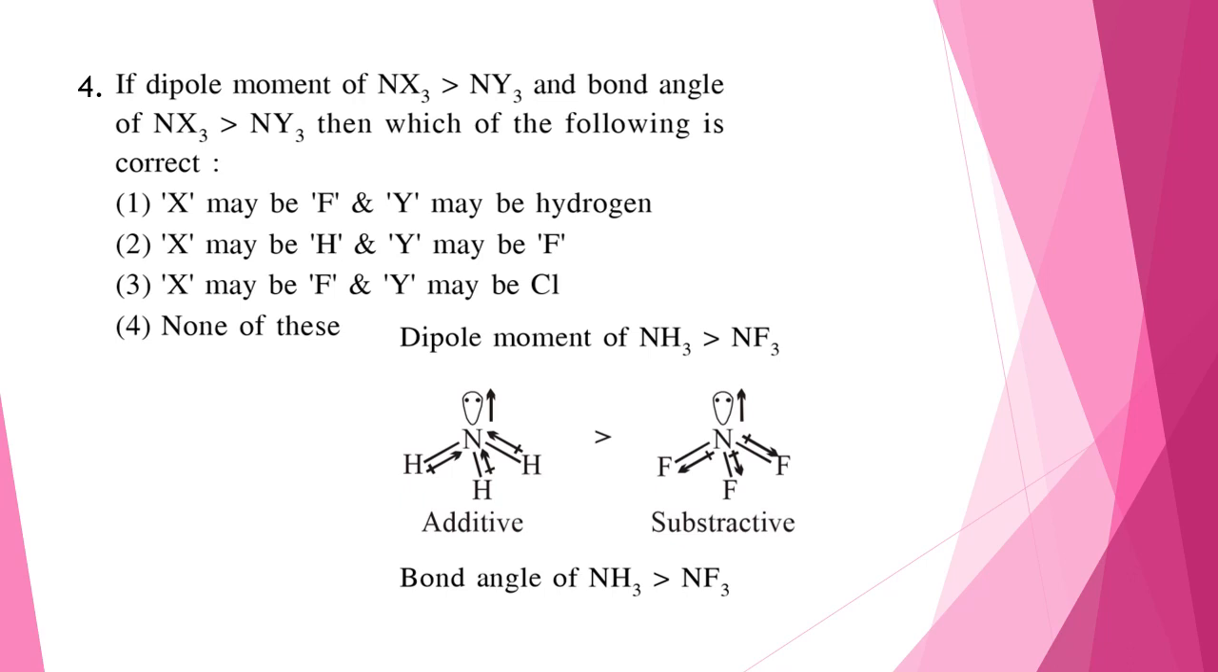Now the bond angle of NH3 will be greater than the bond angle of NF3 because in case of NH3 the electrons in the bond will be more towards the nitrogen and they will repel each other and it will increase the bond angle. But as fluorine is more electronegative than nitrogen, the electrons won't be so close to each other and therefore there will be less repulsion, so the bond angle will be smaller than NH3. So the correct answer here is X may be H and Y may be F. So that is option 2.